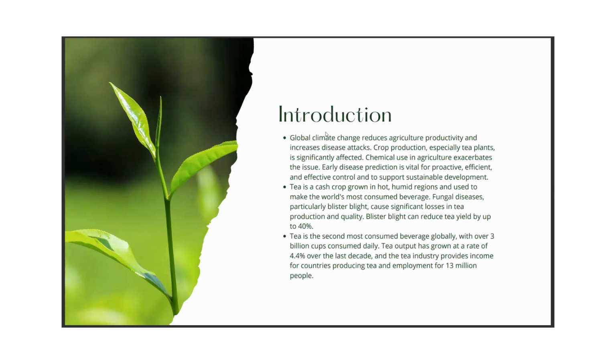Global climate change is making it harder for farmers to grow crops like tea because the weather is changing in ways that make it more difficult to grow healthy plants. Climate change is also making it easier for diseases to attack the crops, which can reduce the yields and the quality. Here are a few examples of the blister blight in the tea plant.